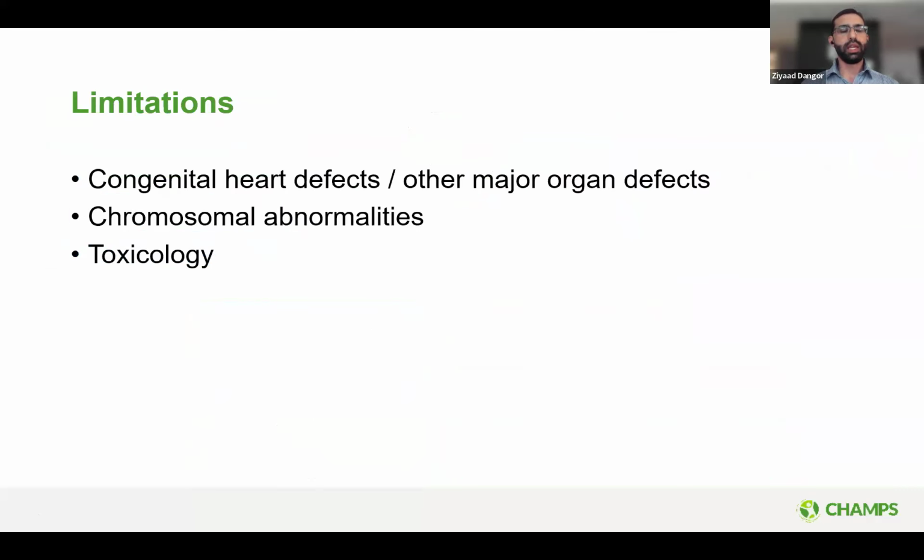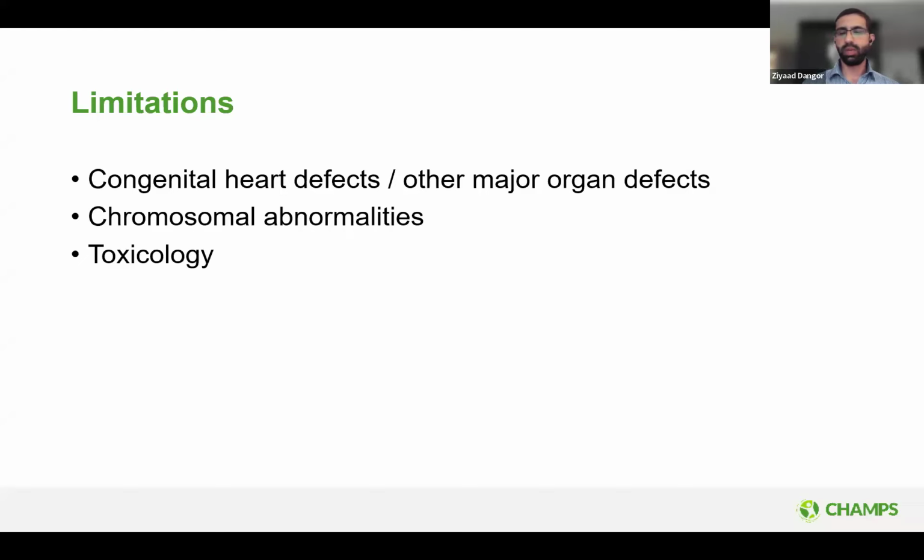But there are some limitations, obviously. As I've described this procedure, you can imagine that this procedure can't give you an idea about congenital heart defects or major organ defects, because the way the samples are taken, you're not actually visualizing any of these organs. Secondly, chromosomal abnormalities, unless tested for with genetic testing, are often not available. And if there's poisoning, then toxicology is something that's not readily available.